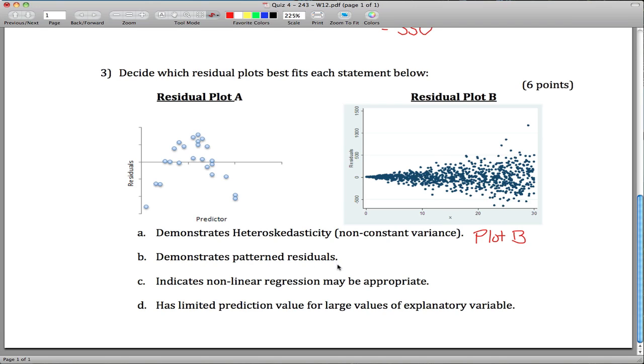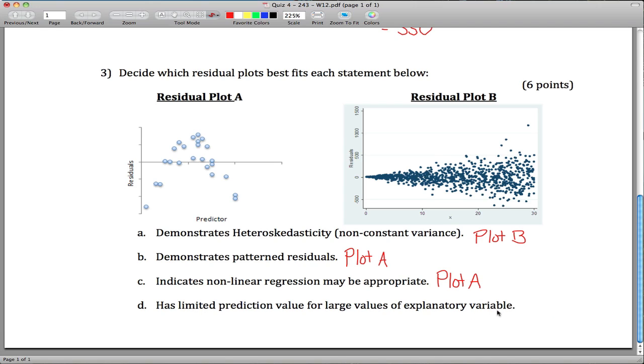And patterned residuals is the other thing that can go wrong. Patterned residuals is when there's some sort of a pattern with your residuals. Here it looks like we have an upside down U-shaped pattern. So patterned residuals is plot A. The one thing I told you about patterned residuals is that they indicate nonlinear regression may be appropriate. So that definition goes with plot A.